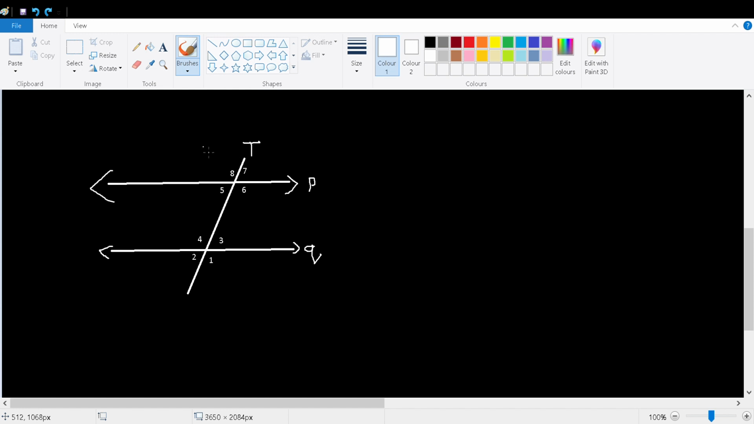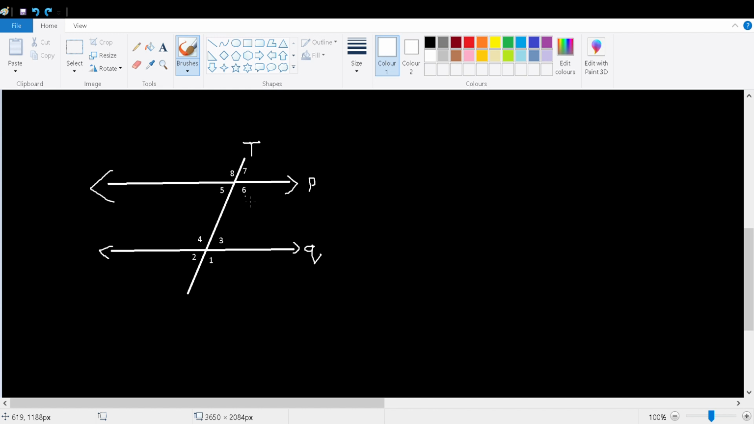Now let's talk about alternate interior angles. Alternate interior angles are non-adjacent angles that lie on the opposite sides of the transversal between the intersected lines. So again, they're between the intersected lines, meaning they could either be 6 and 3 or 5 and 4. Between, we're talking about this area. And they have to lie on the opposite side, and they're non-adjacent.